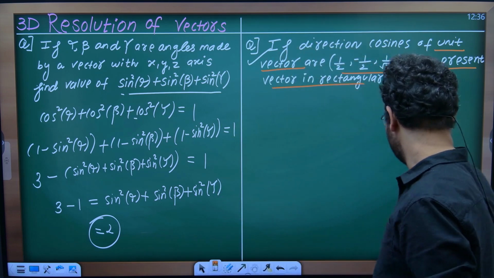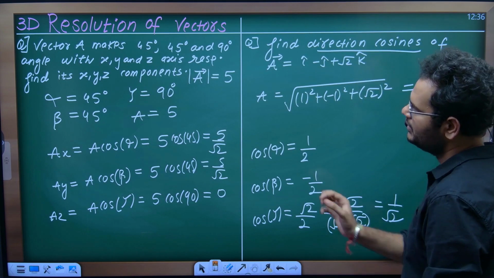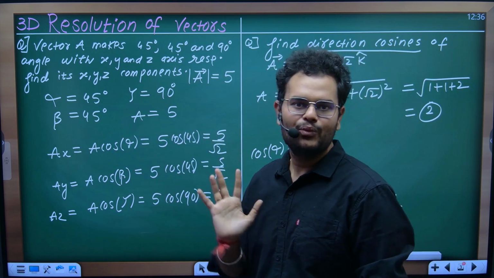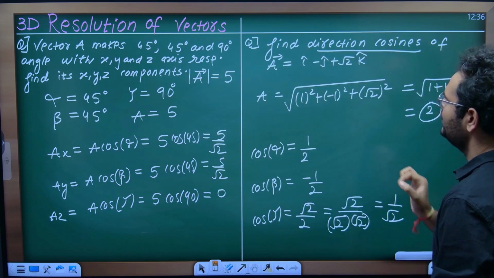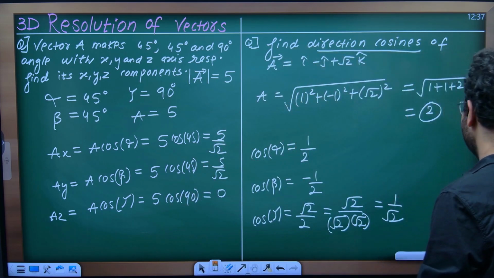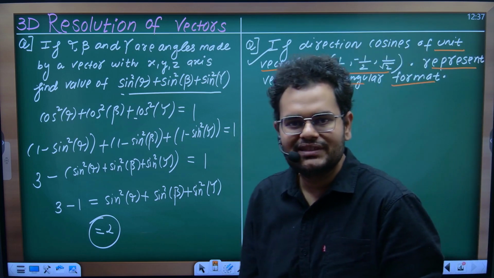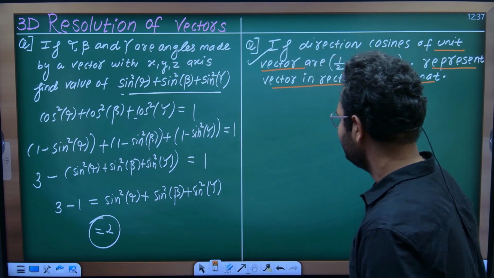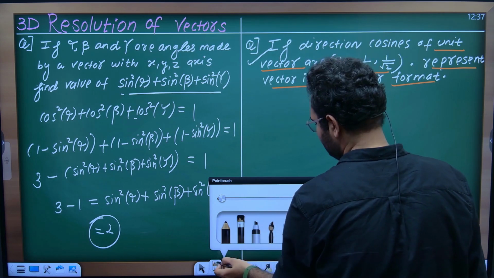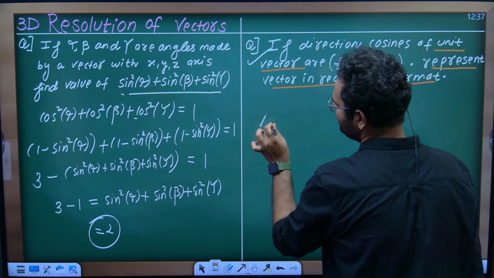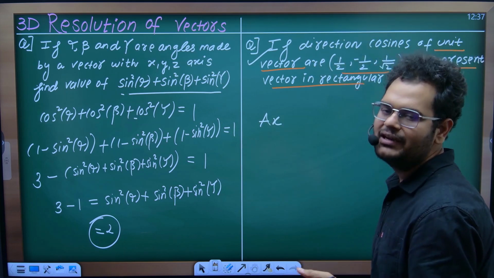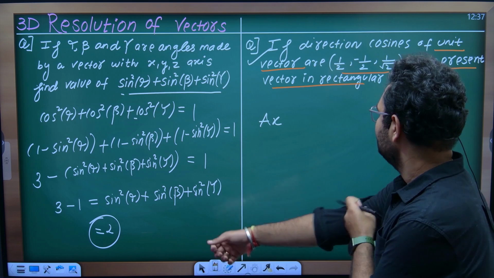Initially, in the earlier example, angles were given, and from those angles components were asked. In the other example, the whole vector was given and direction cosines were asked. And in this example, direction cosines are given and the vector is asked. So how to find it? Sir, first you tell us the formula for the vector representation. What is the x component? X component is a cos alpha, y component is a cos beta, and z component is a cos gamma.